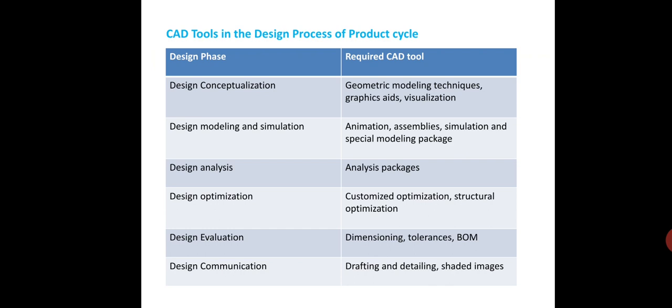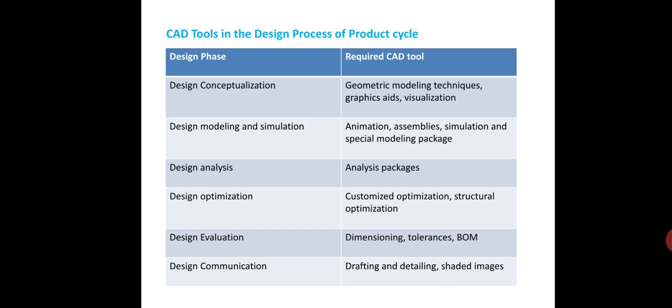Now in a design process there are different phases, and for every phase we will discuss what CAD tool is required. In design conceptualization we require geometrical modeling techniques, graphics aids or visualization to check the feasibility of that concept. We require that CAD tool. With the help of that CAD tool we can convert our concept onto paper.